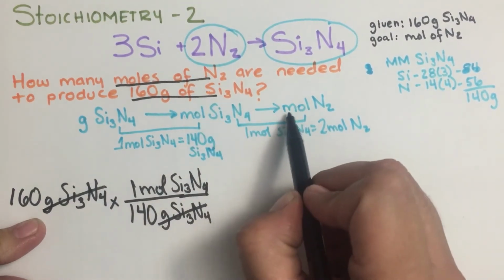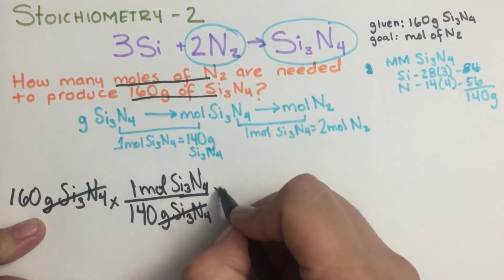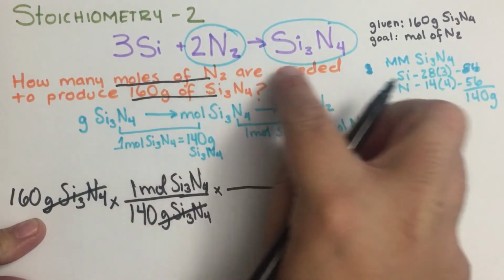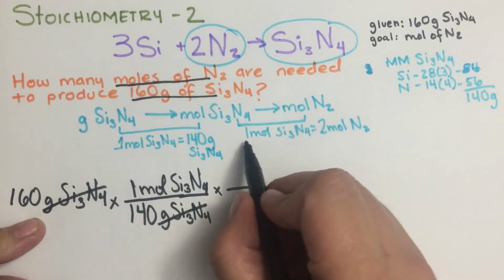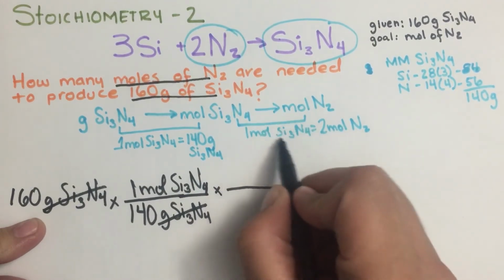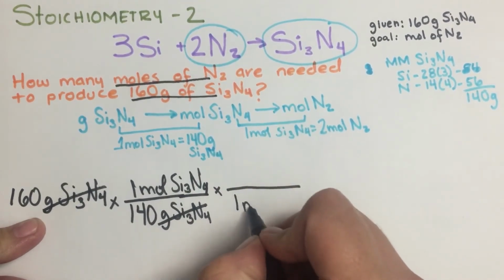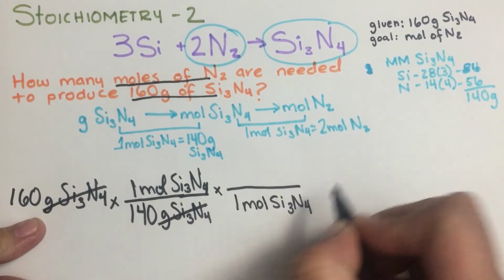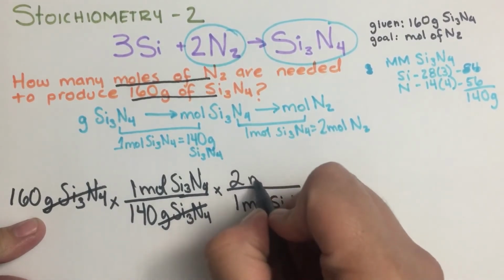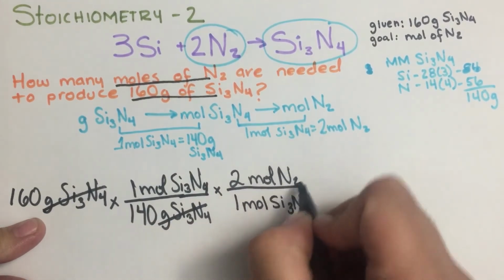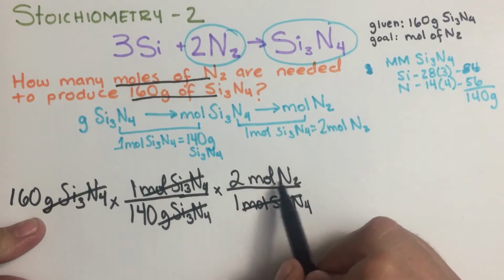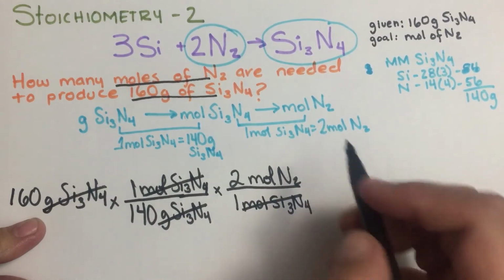Then you need to transfer that to moles of your goal. And you will use the equality that you just got from your reaction. So 1 on the bottom, because this is the one that has the value that you need to cancel, and 2 on the top. So you cancel this out and you're left in moles of nitrogen.